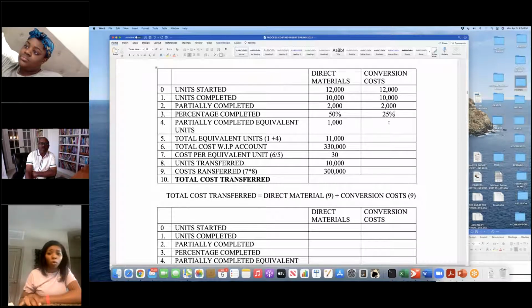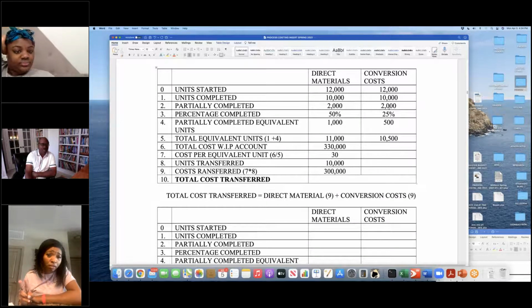You're going to multiply first. 25% of 2,000 is going to give us what? 500. So now we're going to add the 10,000. We're going to get 10,500. So we only do 25% of 2,000? That's right, just like we did 50% of 2,000.